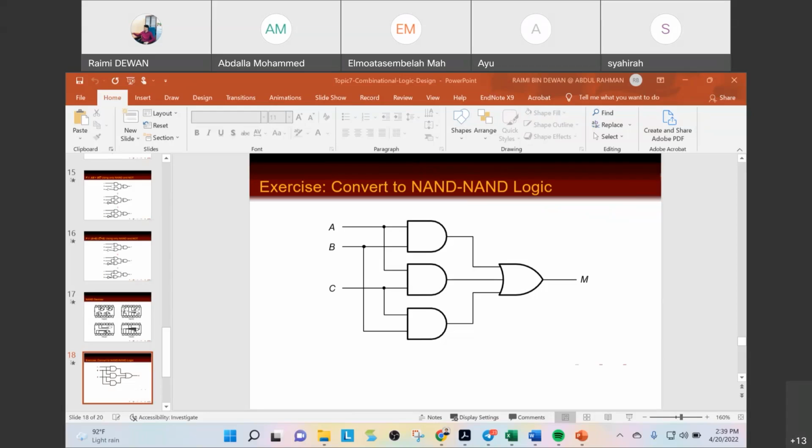Okay, now try to do this. I give you around 10 minutes and I will provide the Padlet. Try to do this. Convert to NAND logic.